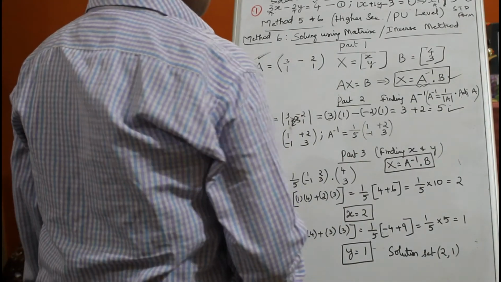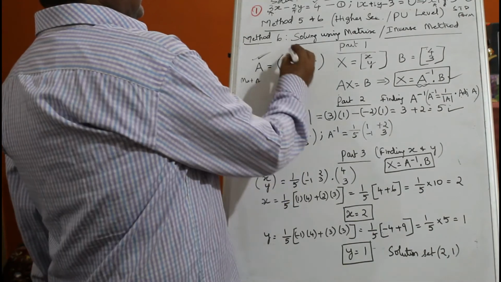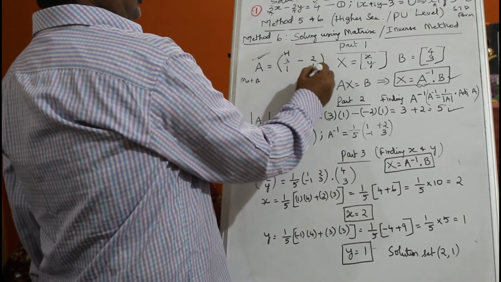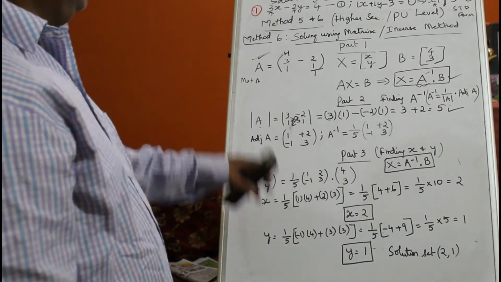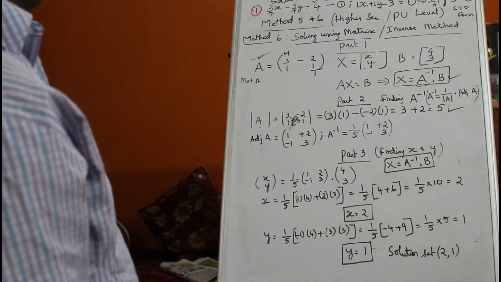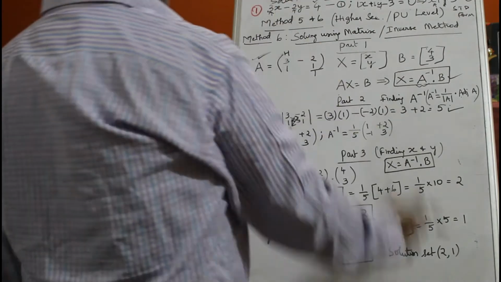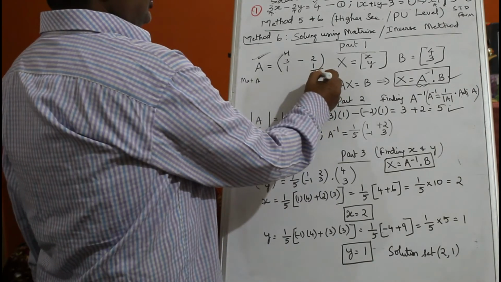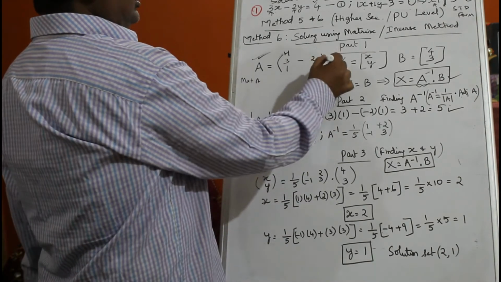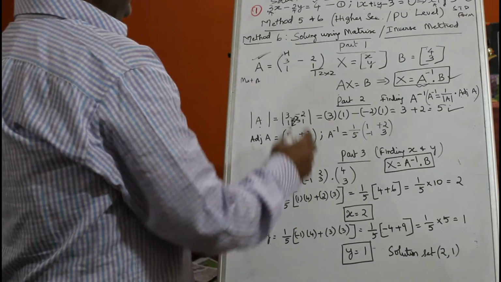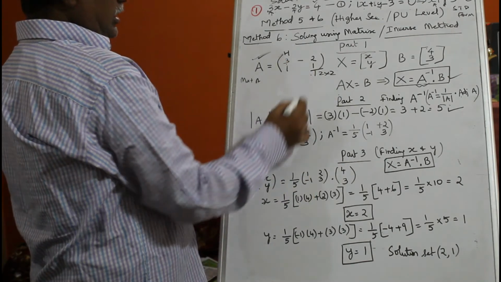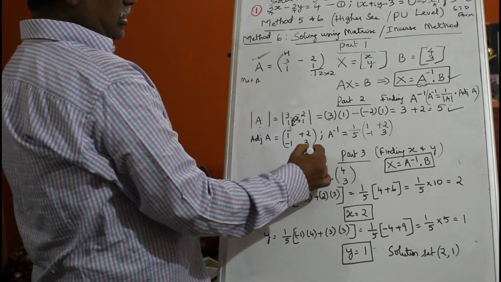Adjoint A means you must first change the head and tail. If it's a 2 into 2 matrix, adjoint is very easy. If it is a 3 into 3, it's quite hard. This is called a 2 into 2 matrix, 2 rows and 2 columns. So change the head and tail. This is called head and this is called tail. So what happened? 1 will go there, 3 will come there.